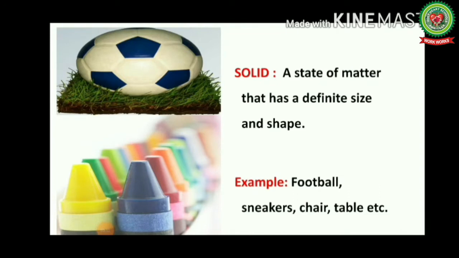First, we will discuss solid. Solid is a state of matter that has a definite size and shape. For example, a football. It has a definite shape and size. Different colors inside a box also have a definite shape and definite size. You can take examples from your surroundings. Chair, table, pen, pencil, all are solids because they have definite shape and size.